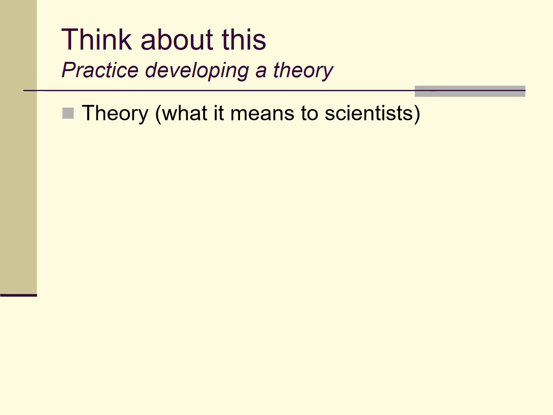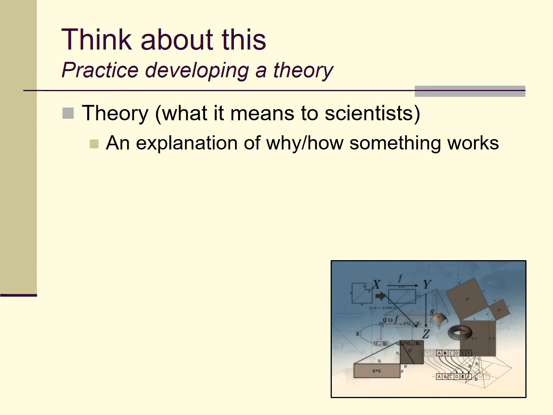A theory is one of those words that we use in our common language quite often, but when scientists use it, they have a fairly precise definition in mind. So to a scientist, a theory is an explanation of how or why something works. Usually proposing some sort of underlying mechanism or explanation that can help us to understand why it is that a particular phenomenon occurs or how it changes, etc.